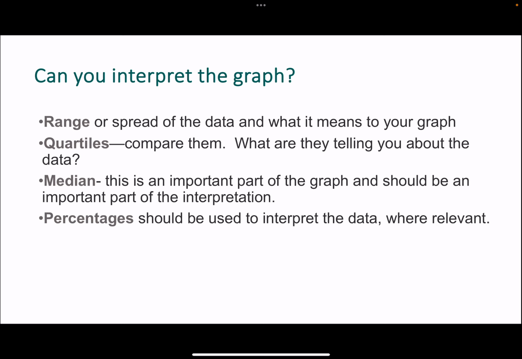And percentages should be used to interpret data where relevant. We saw this with the pie chart. We use pie charts so much because percentages just make sense in our heads.